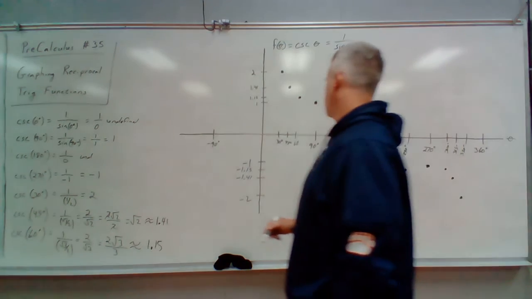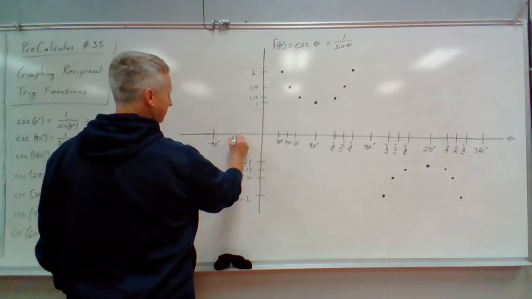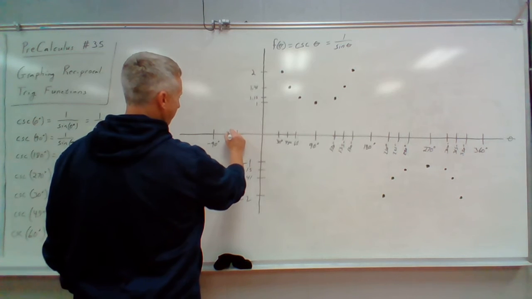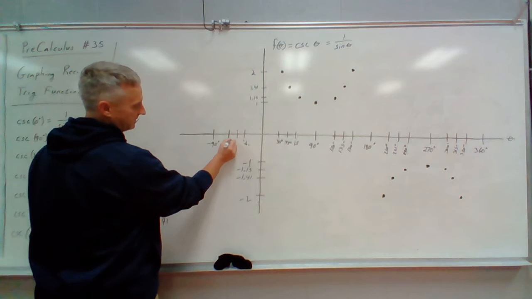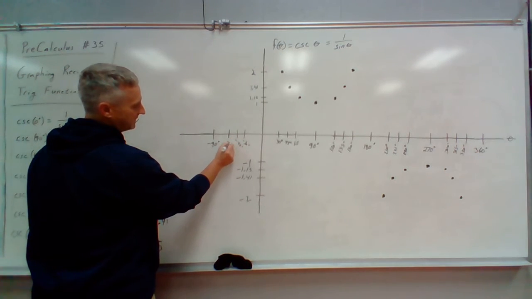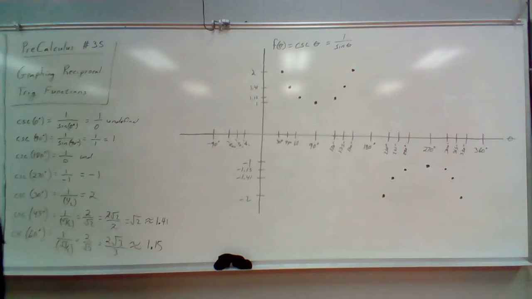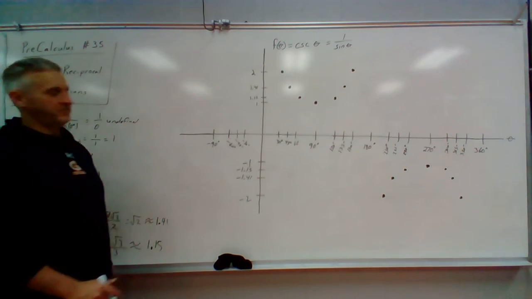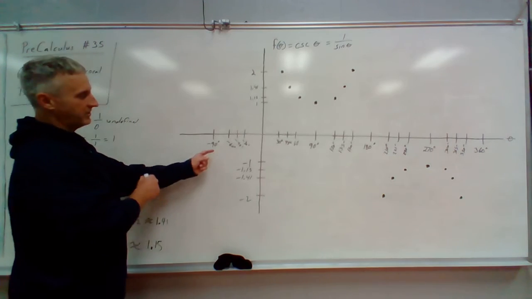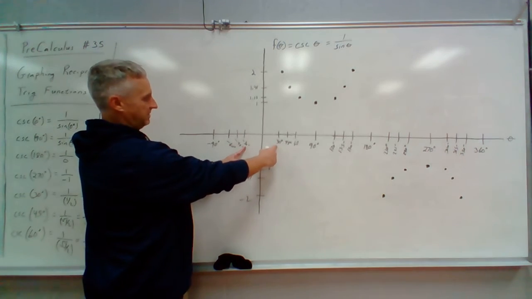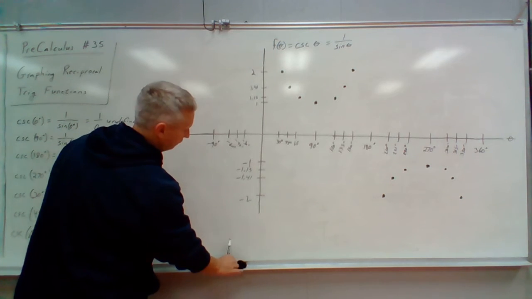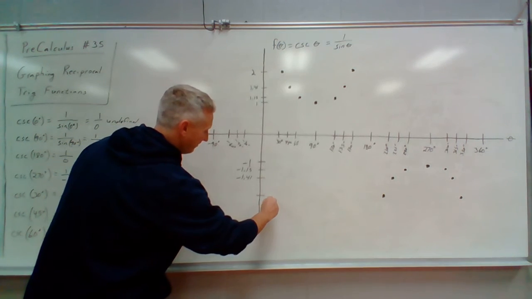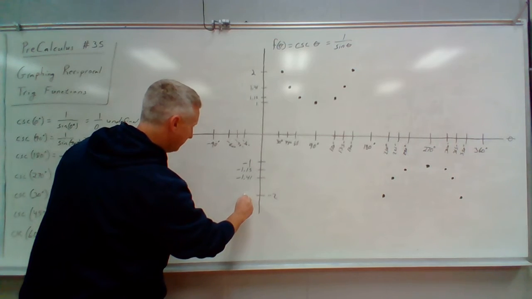All right, well, let's go to this quadrant. So I have negative 30 degrees, negative 45 degrees, negative 60 degrees. So I'm in the fourth quadrant, so my y value will be negative, and negative 30 matches with 30, so it's negative, so that would be at negative 2. So that would be here.